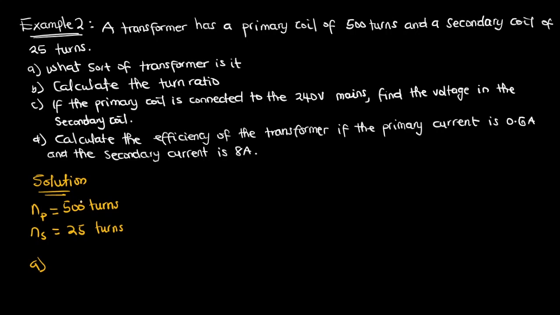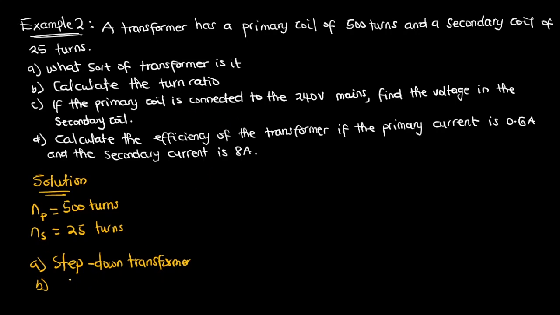But if it is moving from, let's say, a lower number in the primary to a higher number in the secondary, it is a step up. So this is a step down transformer. That is the A. Now the B is saying we should calculate the turn ratio.